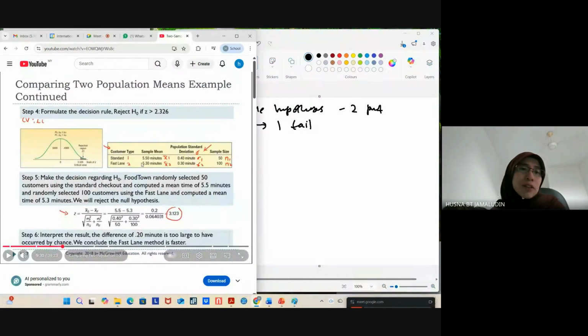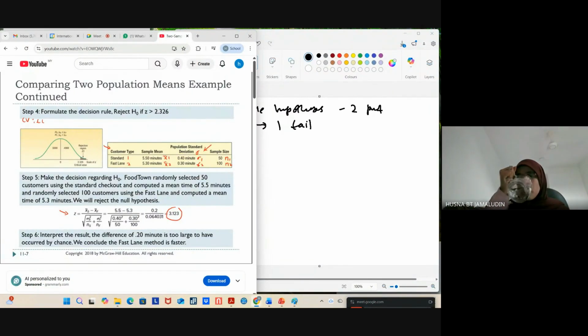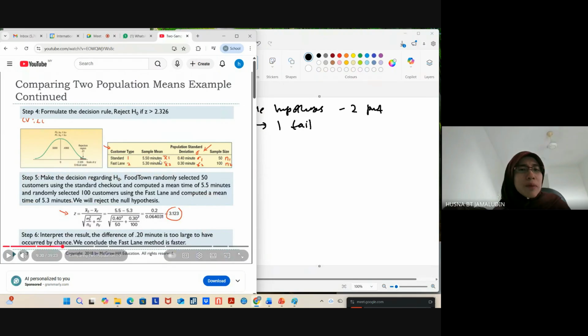So the whole question, they give you a box of information. You can see here you have customer type, standard and fast lane, and then they give you the information of sample mean. This will be needed when you want to compute the test statistic.